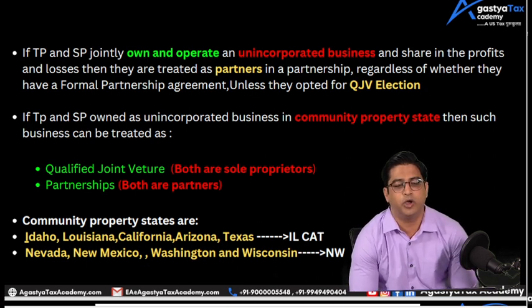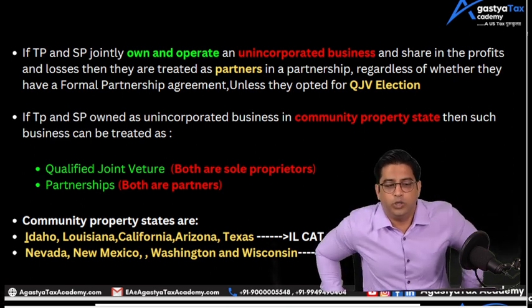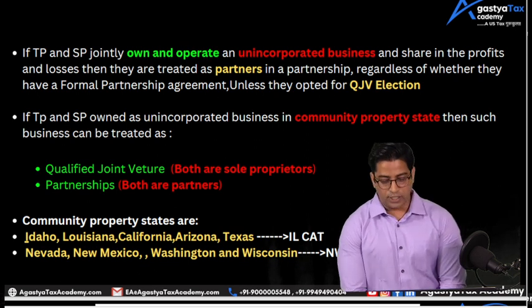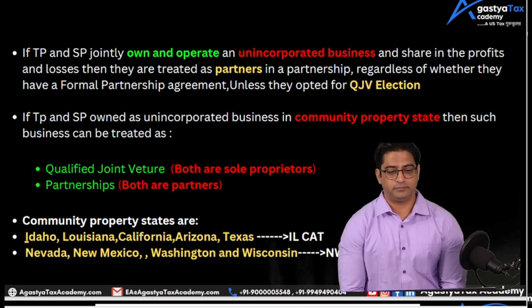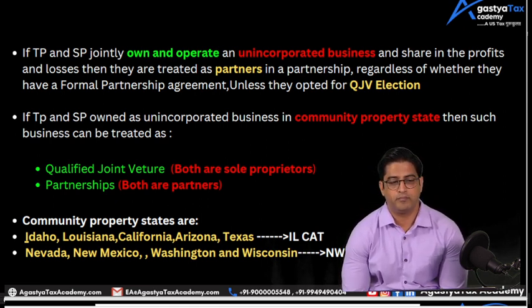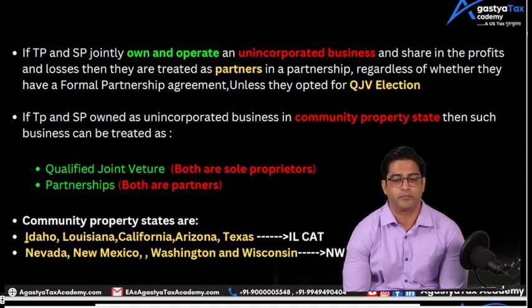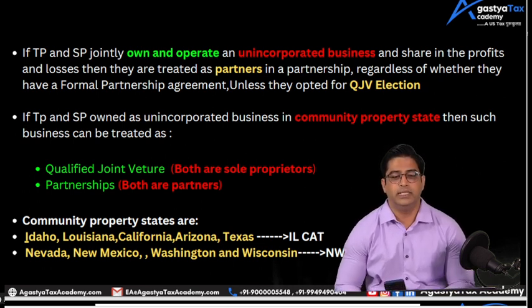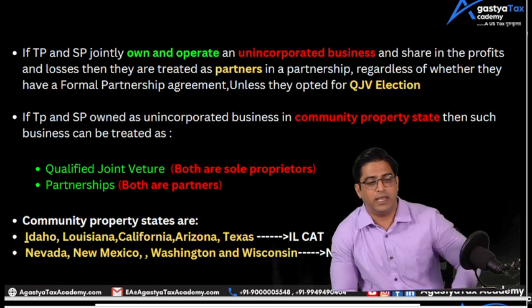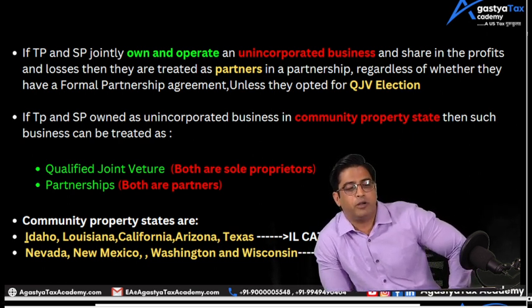If TP and SP jointly own and operate an unincorporated business and share in the profits and losses, they are treated as partners in a partnership, regardless of whether they have a formal partnership agreement.